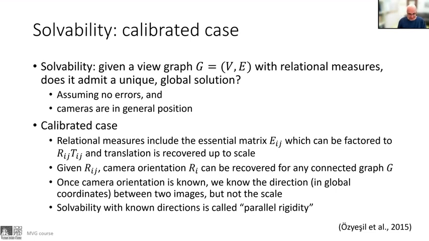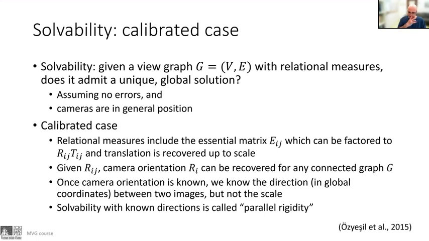Parallel rigidity is in some sense an easier problem because we know the direction, but we don't know the distance. Usually the direction has more degrees of freedom than the distance. Like in 3D, it's 2 degrees of freedom relative to 1 degree of freedom for the distance. What do you assume about the number of cameras here? I don't. It's the size of the graph, the number of vertices.